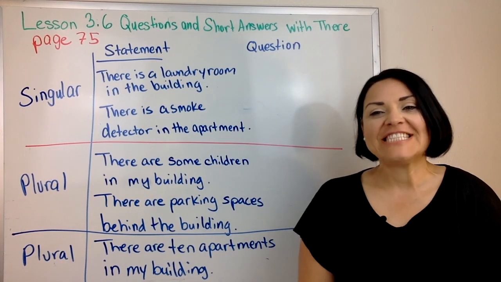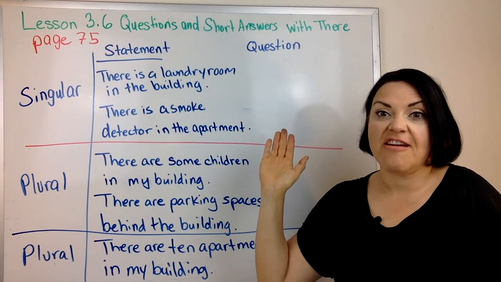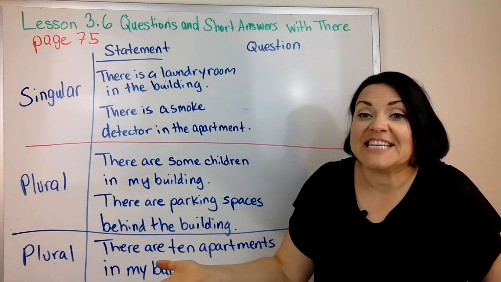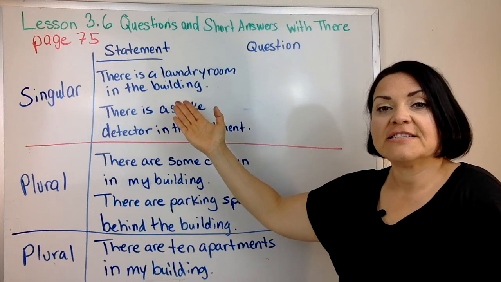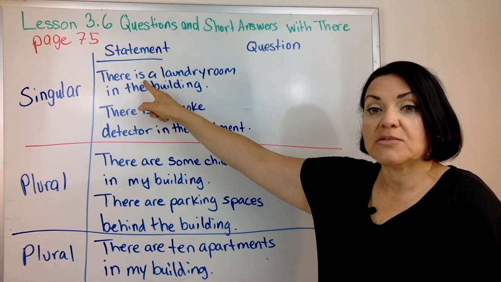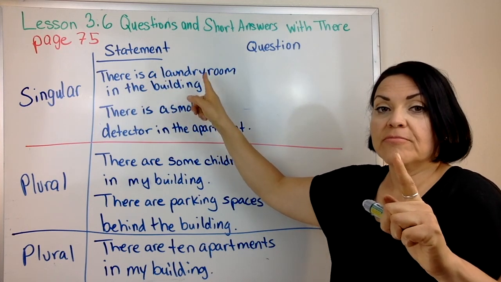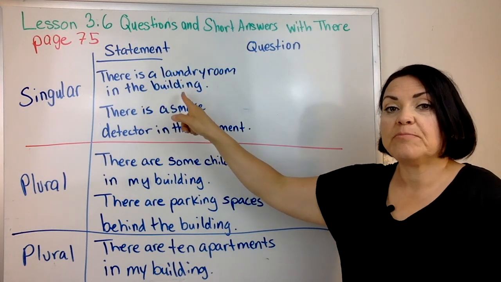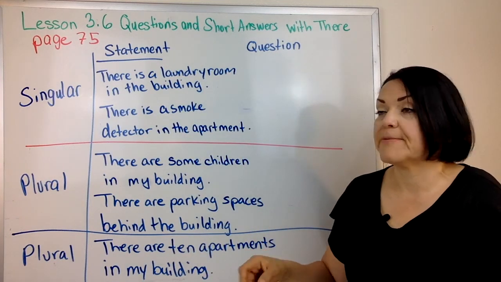All right, we're on lesson 3.6, questions and short answers with there. So we're going to look at a statement. A statement just means sentence. There is a, we have to use an article because there is means one. So there's one laundry room. A means one. There is a laundry room in the building. That's location. There's a laundry room in the building.